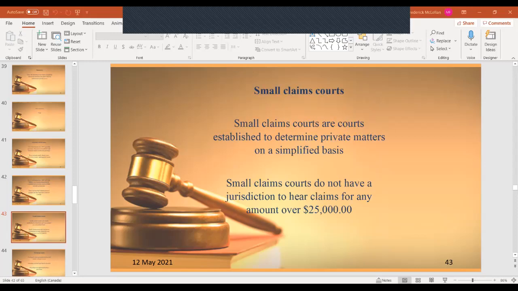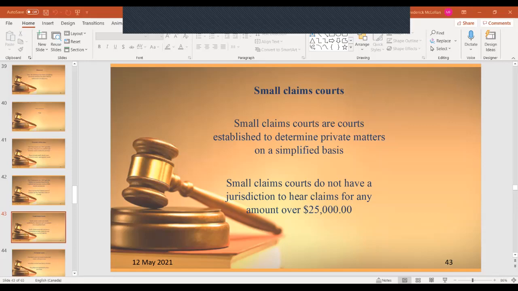So let's go back down to the bottom of the ladder. So small claims courts, you have it in each province, are established to determine private matters. So again, nothing criminal. So contracts and torts and property issues, right? But they don't have a jurisdiction to hear matters of anything more than $25,000 in value, right? When I first started practicing law a long time ago, the jurisdiction of the small claims court was $1,000, right? And then it went up to $2,000 and then $10,000 and $25,000. So if you're suing somebody and your claim is up to $25,000, then you go to small claims court.